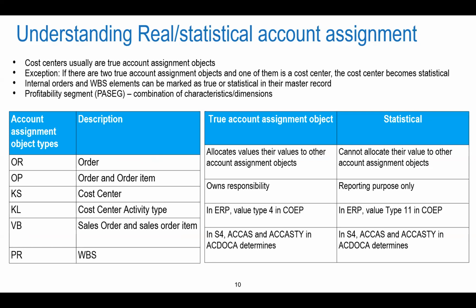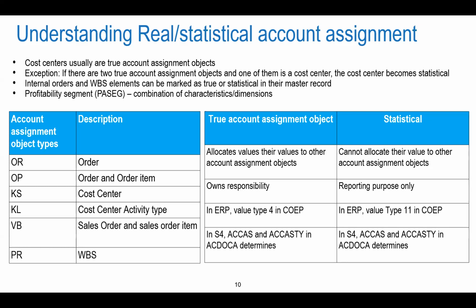And in other words, when you assign a true object, you are asking the question, who is owning this cost? If I post some value on a document, you are assigning a true account assignment object, for example, order, right? Internal order, let's take a classic example. You are merely asking who is going to own this responsibility of paying this cost, right? That's what the account assignment means. And then when it comes to the statistical, it is mainly reporting purpose only. It doesn't do anything other than that.